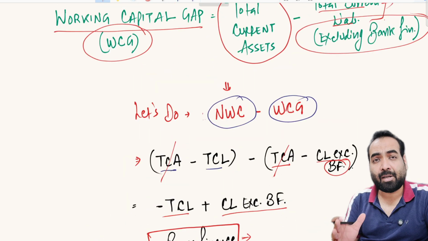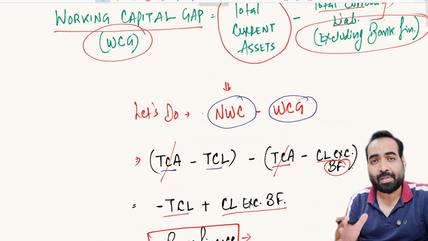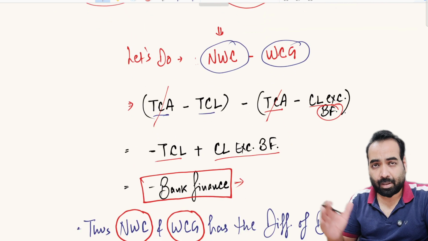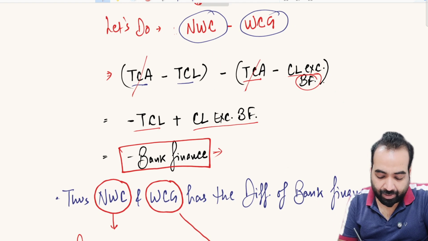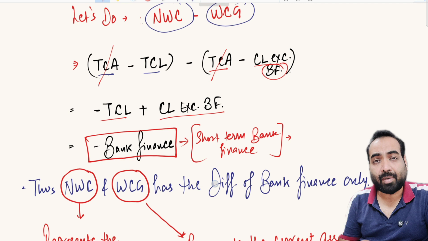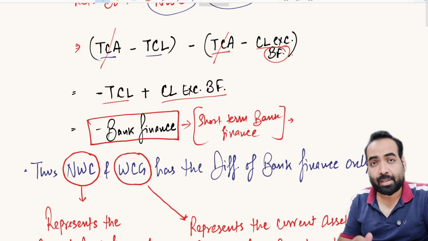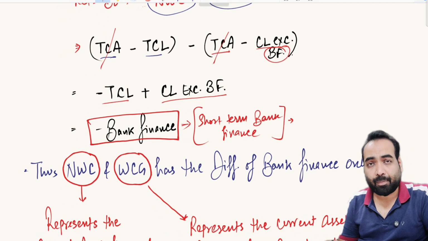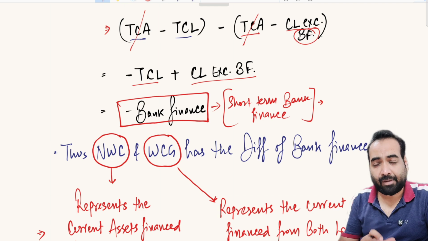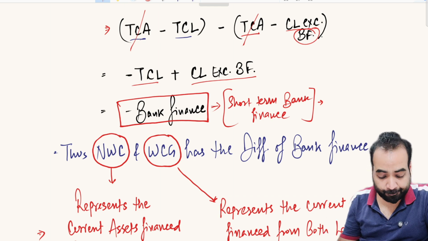So the difference between working capital gap and NWC represents the bank finance taken by the borrower from the banking industry. This bank finance is short-term bank finance. It includes the bank finance taken for working capital purposes, and it also includes the EMIs payable, the principal amount payable in the next 12 months, that is the short-term portion of long-term debt, right? So the bank finance is the difference between the WCG and NWC.